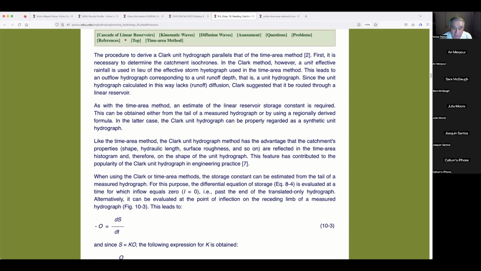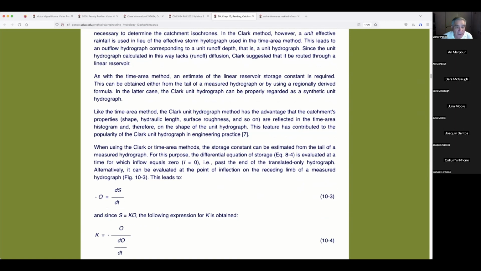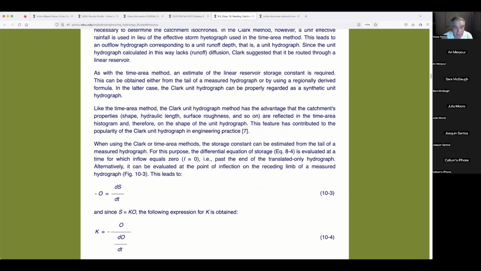Okay, the Clark method can be properly regarded as a synthetic unit hydrograph because it's based on some concept, which is already synthetic, and it's synthetic because it's based on data. Like the time area method, the Clark unit hydrograph has the advantage that the catchment properties, surface and so forth, are reflected in the time area histogram, because he's using a time area histogram, and therefore in the shape of the unit hydrograph. This feature has contributed to the popularity of the Clark unit hydrograph in engineering practice.